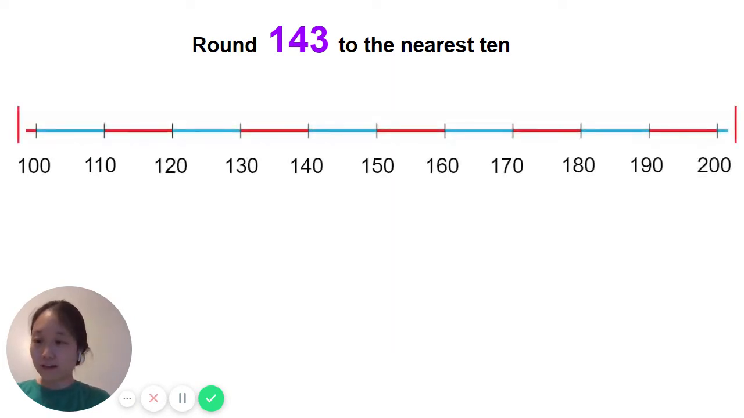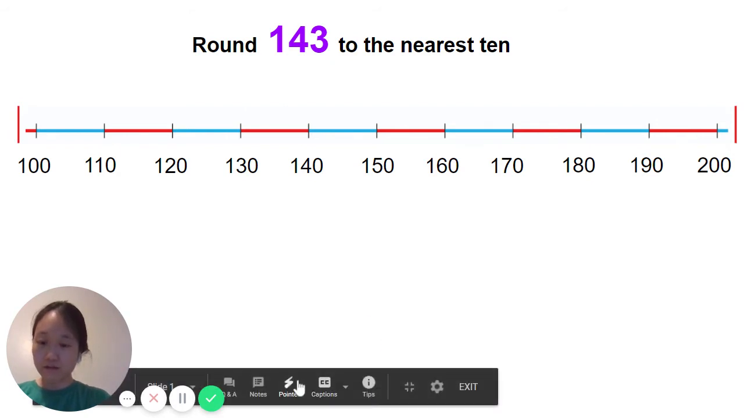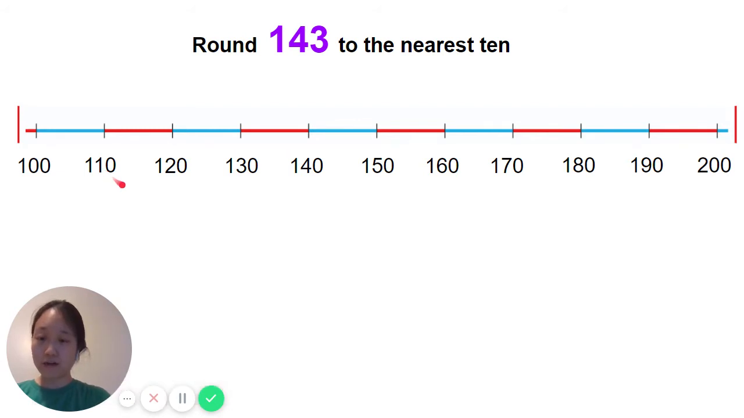On a number line, it will look something like this. You begin with 100, then you count up by tens. 110, 120, 130, 140, all the way up to 200. Between every tick mark, you'll notice that there is a space of 10. 10, 10, 10, 10.